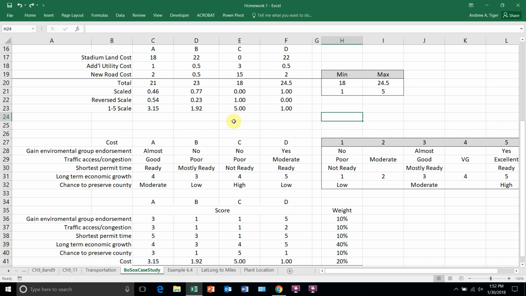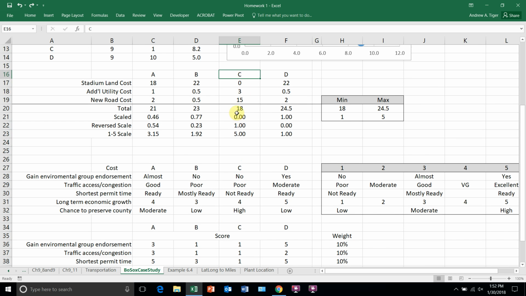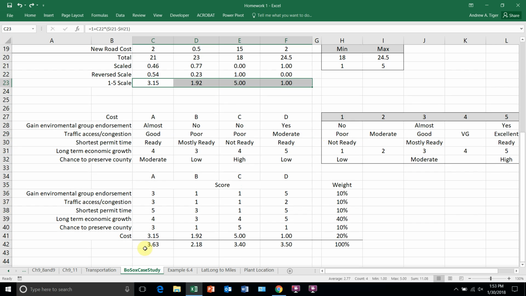So from all of that, the one that is the best from a cost standpoint is C, which we knew from the beginning, but now we've got a continuous number. 1 is the worst. That's the one that's most expensive. So now that I've got these numbers, I put those down here.